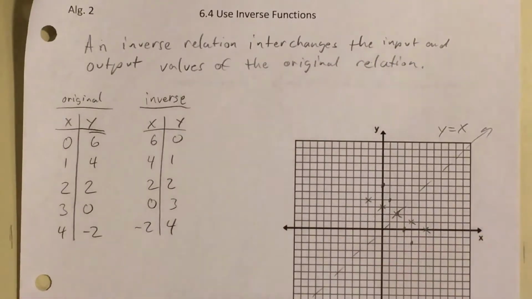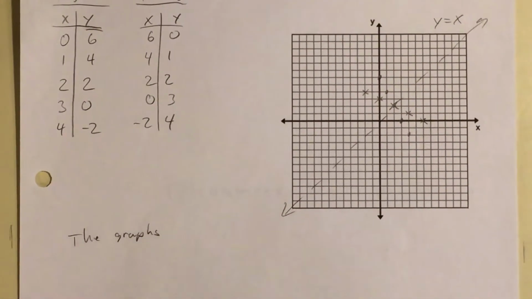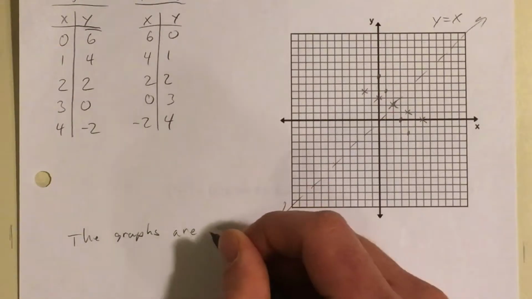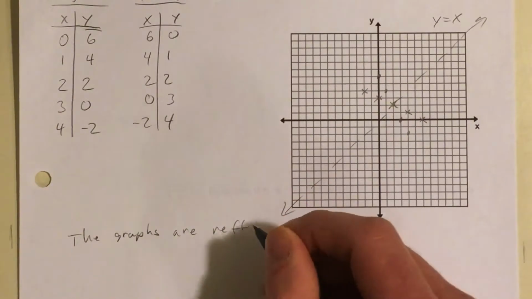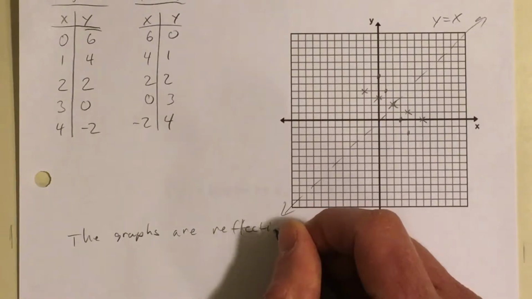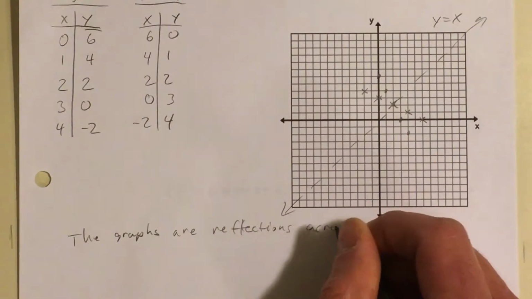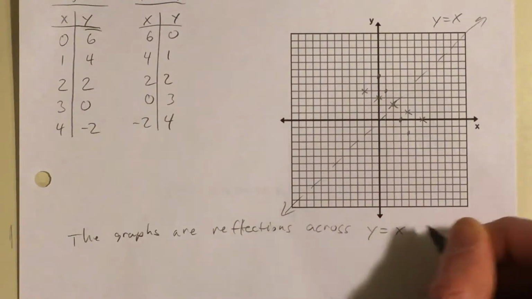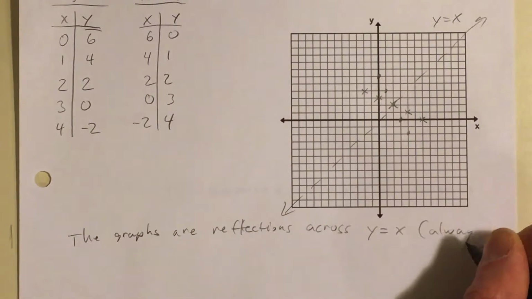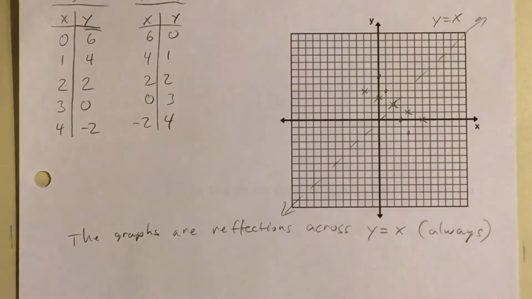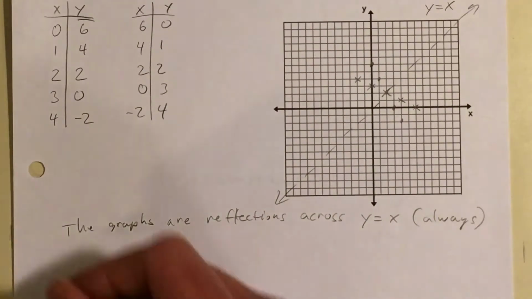So this can help us out. It gives us a better understanding of what's going on. Oh, let me slide that up. Sorry. The graphs are reflections across y equals x. And that's always the case, which is pretty handy to know. All right, now we haven't talked about equations yet, so let's get into that.